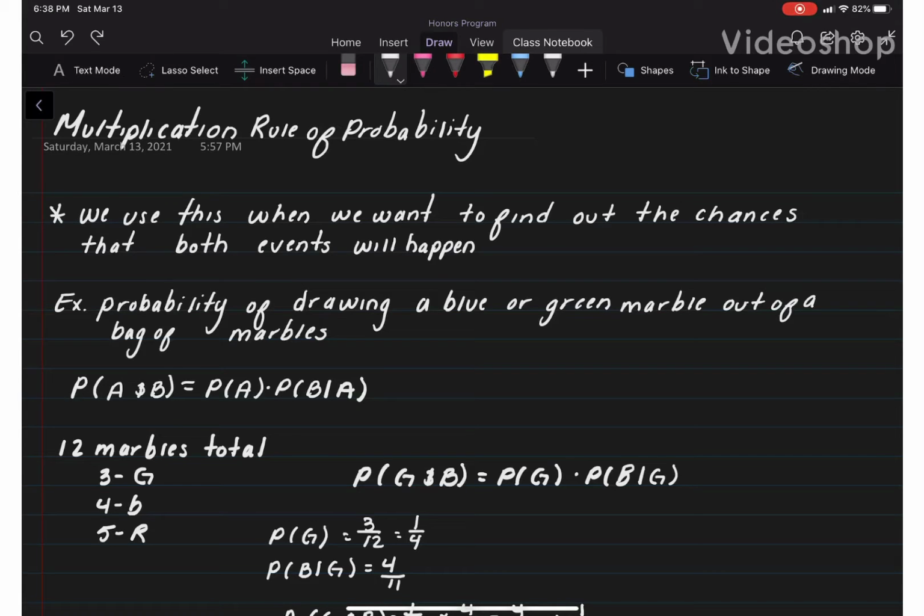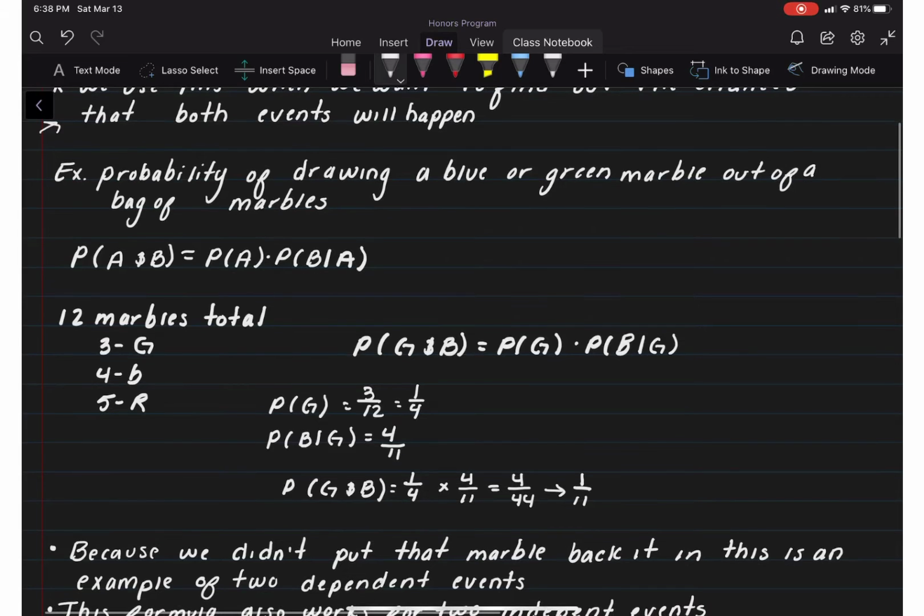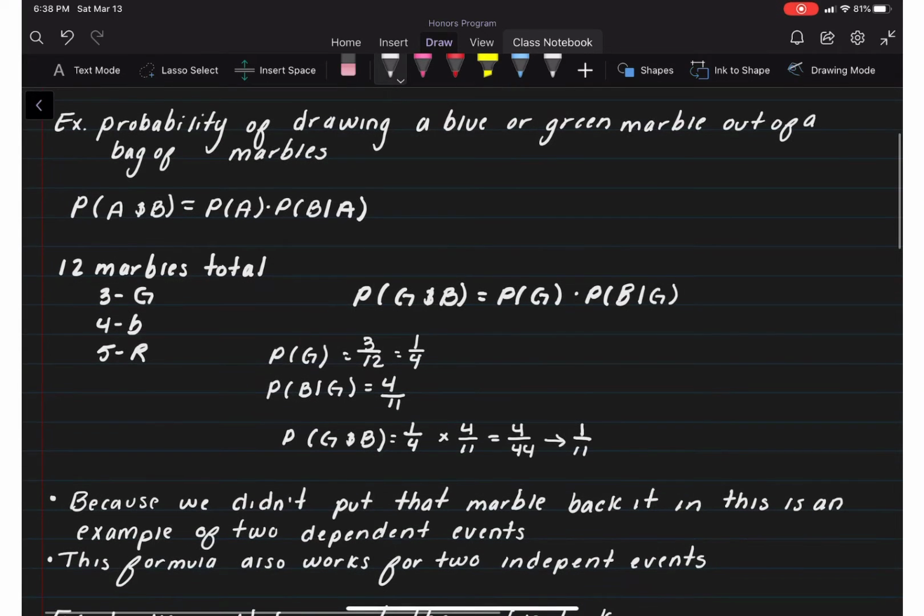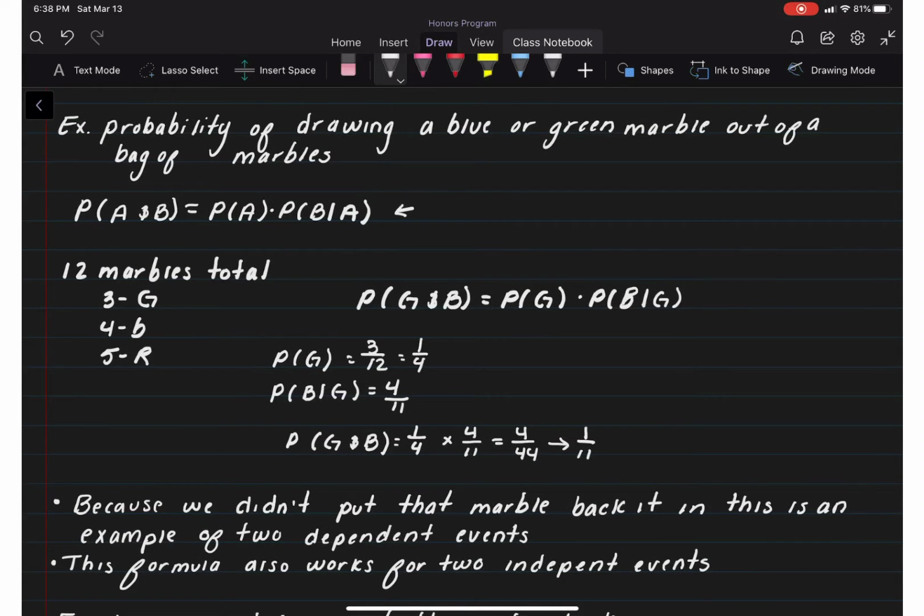So I wanted to do a video on the multiplication rule of probability. We use this when we want to find out the chances that both events will happen. So, for example, the probability of drawing a blue or green marble out of a bag of marbles. This here is the formula, and it says the probability of A and B happening equals the probability of A times the probability of B given, that line means given, A happened.